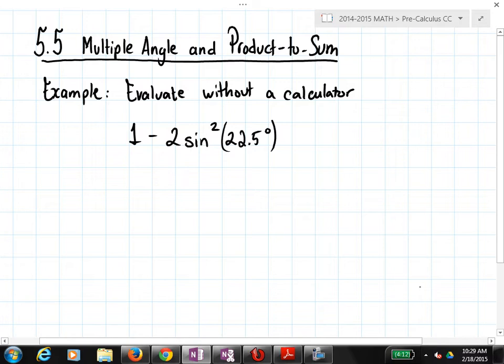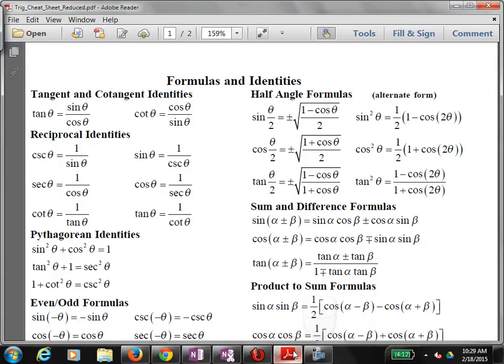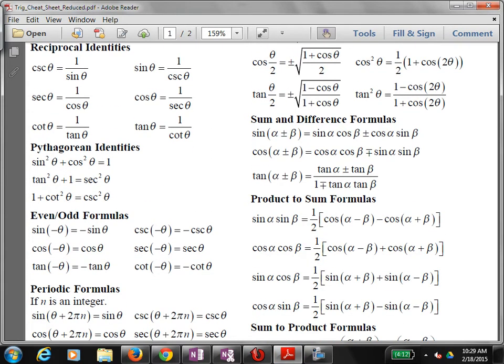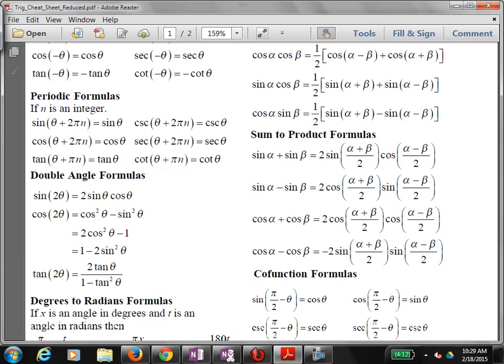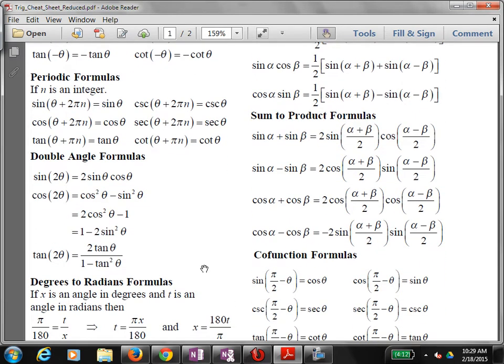Sine squared of 22.5. All of this in 5.5 is about using formulas. So if we look at our chart here, we kind of have to look for one that has either the sine squared or has that structure of our problem. Okay, so there's a couple of things that you can do.